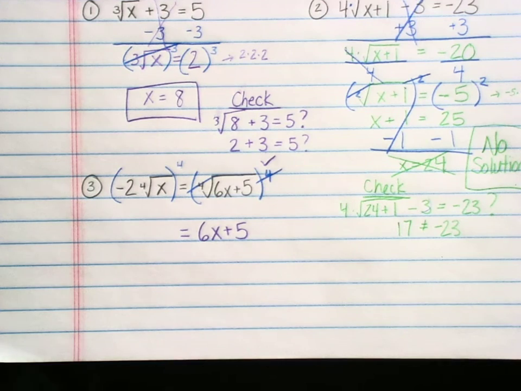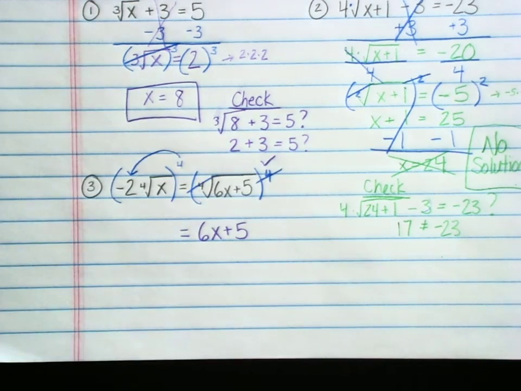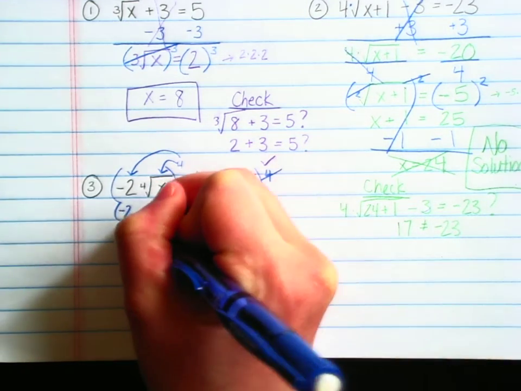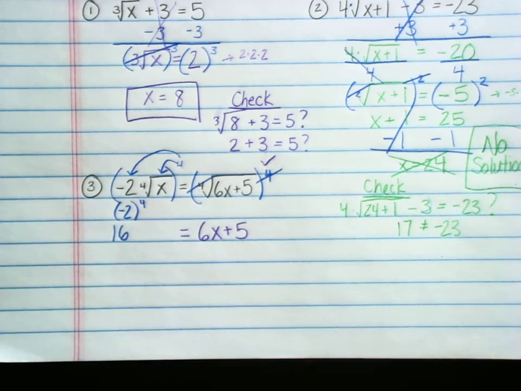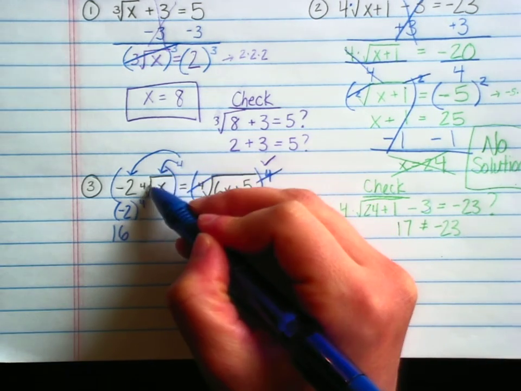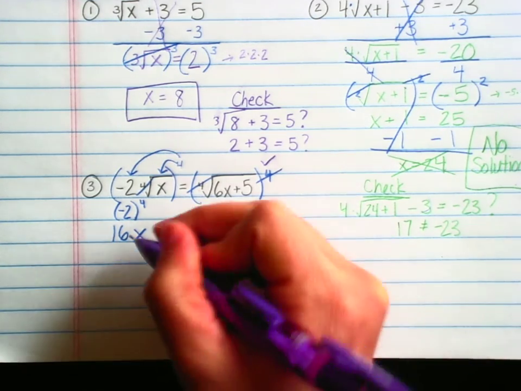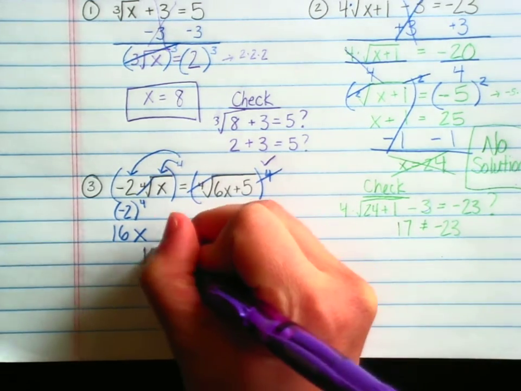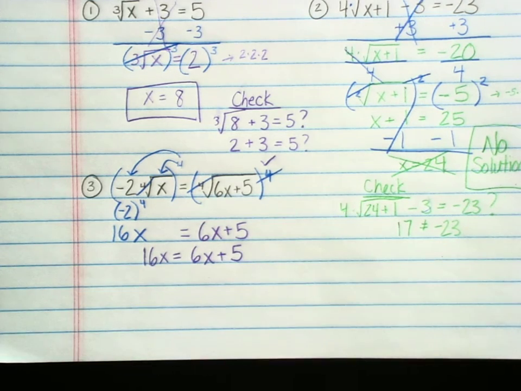Right. The left side is a little more complicated because you do have to give that 4th exponent to the negative 2 also. Alright, so I'm going to give it to both pieces in here. And negative 2, when I raise it to the 4th, that's like doing negative 2 times negative 2 times negative 2 times negative 2. That's going to get me 16. Alright. When I give the 4th root to the x, they just cancel each other out. And so I'm really just left with x. Alright, so right here I should just be left with 16x equals 6x plus 5.